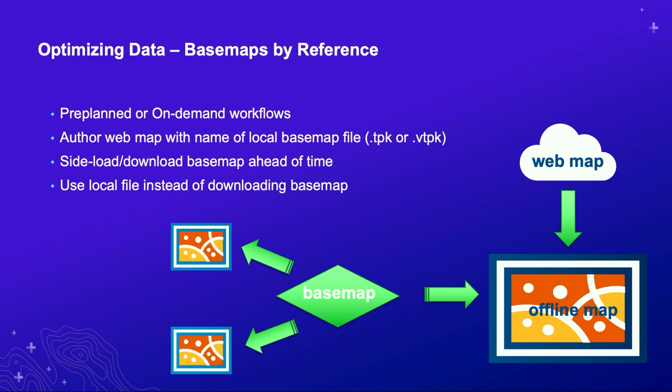And this allows you to tell the online system, when this map is taken offline, if this base map by reference, TPK or VTPK, exists on the device, then there's no need to take the base map offline, and the offline map will use the pre-existing base map file which is already sitting on the device. And if the base map file is missing, then the offline map will download the base map from the online system. But it will first of all look to see if it's got a local copy.